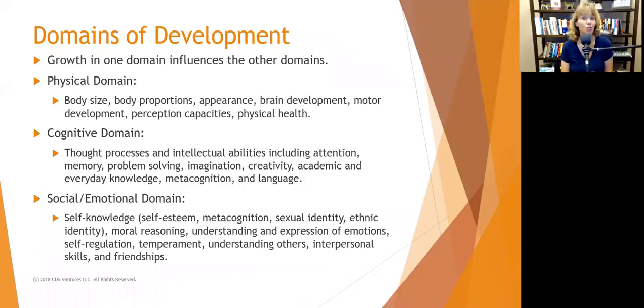I know with my children, when they would start excelling in different areas of cognitive development, they may start excelling in reading and language arts. Their math skills would almost seem to go backwards for a little while, and then it would flip-flop.